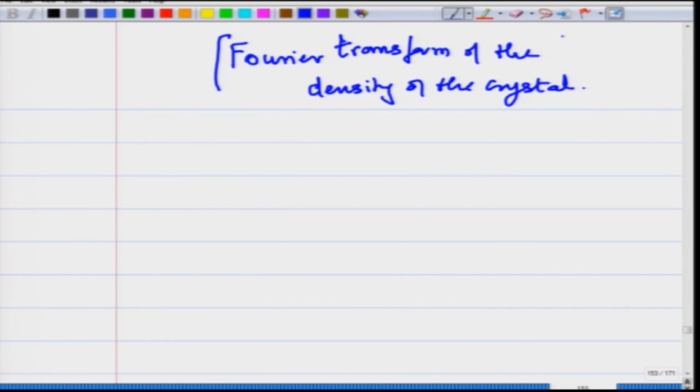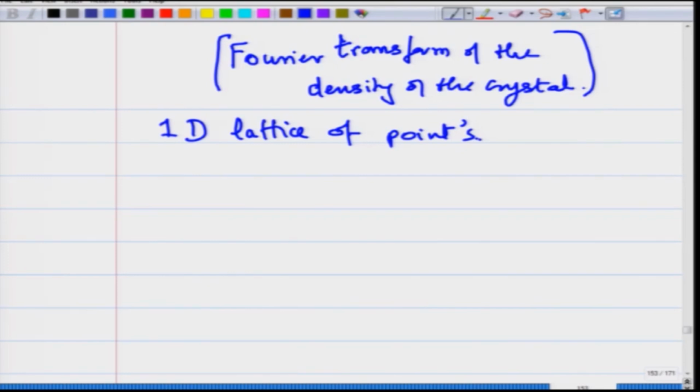We know that the intensity of the scattered light depends on the Fourier transform of the density of points, the number density of points on the crystal, and what is the distribution of that number density. So, let us look at first a 1D lattice of points.